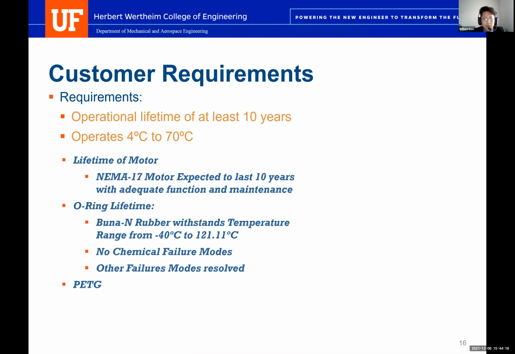Most of our housing is made from PETG for the inner and outer housing. It has high chemical resistivity and it has low thermal coefficient of expansion. Upscaling, we could make it out of aluminum and it'll still have the same properties. Next slide.